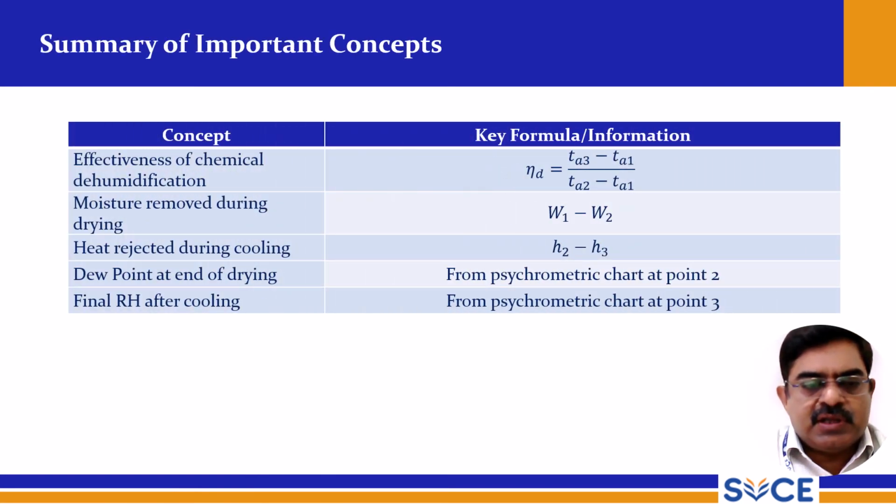Now, all these concepts we have seen. The effectiveness of chemical dehumidification is nothing but efficiency. Moisture removed during drying is W1 minus W2. Heat rejected during cooling is H2 minus H3. Dew point at the end of drying is from the psychrometric chart at point 2, and the final relative humidity after cooling is from the psychrometric chart at point 3. So this is the summary. You can remember this table and easily solve this problem. This is the summary of the important concepts.